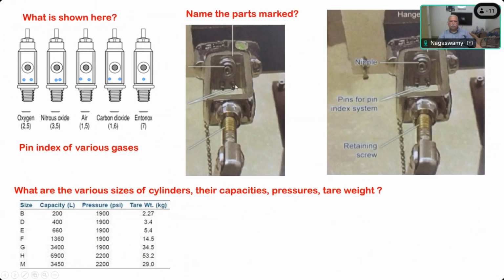And these are the pins for inserting into this cylinder block, which will have the holes, and the pins are fixed in the machine. So in these blocks, the holes have to be inserted here correctly, and then this is called the retaining screw. So this is the retaining screw.